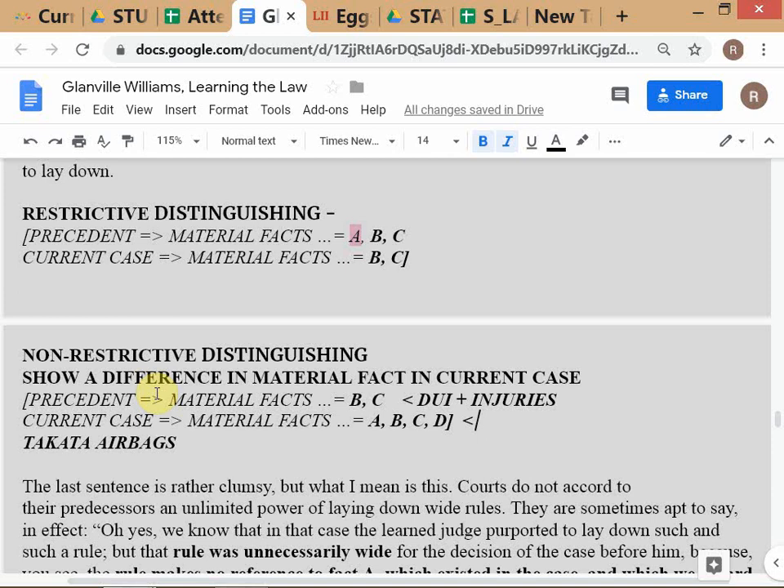What is restrictive distinguishing? I gave you a very easy example to understand, okay? And non-restrictive, where you don't seek to restrict the ratio of the precedent in any way, but you try to show that the current case is different from the precedent on very important material facts. Not that the court failed to notice some material facts, no, but in your case there are some other material facts which make your case very different. Yes, Shaurya, what's the question?